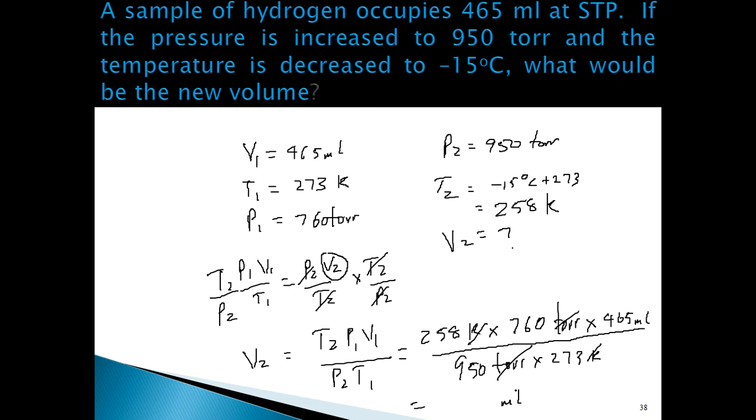So 258 times 760 times 465, divided by 950, divided by 273. And the answer I got is 352 mL. And that's basically how you would apply the combined gas law to solving a problem of this type.